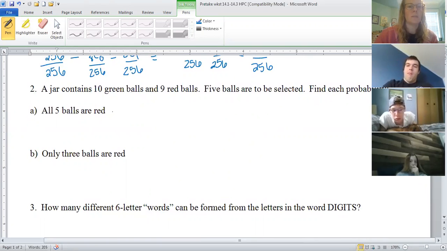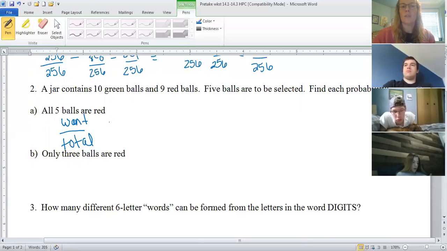And we want all of the 5 that we're choosing to be red for our first outcome here. So again, this is what we want out of the total when we're finding our probability. We want all of them to be red, so I want to choose from the red ones. Those 5 that I'm picking, I want them to all come from the 9 that are red. So we're going to do 9 choose 5. And there's really 19 in this jar, so of all of the 19, I'm just going to choose 5. That's how I get my total.